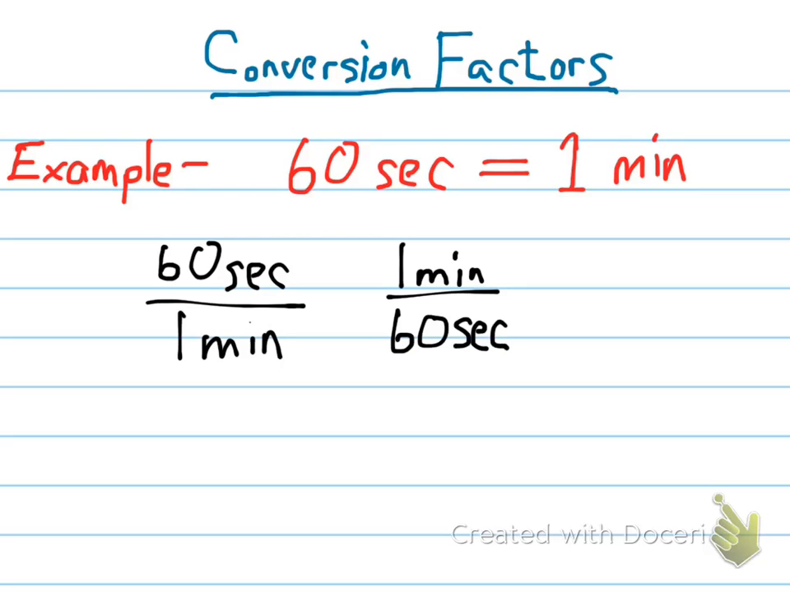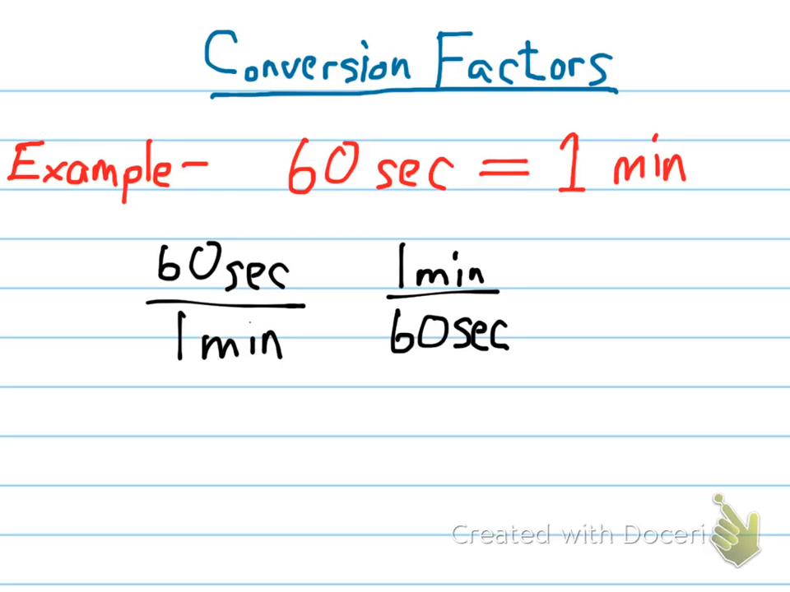Now, if you think about what you know about fractions, anytime you have a quantity divided by itself, like 4 divided by 4, that's equivalent to 1. If you have 25 divided by 25, or 25 over 25, that's equivalent to 1. It's the same thing over itself. Well, we have the same thing here. 60 seconds of time over 1 minute of time, that's equivalent to 1. 1 minute over 60 seconds, they are the same thing. So anything over itself is equivalent to 1.